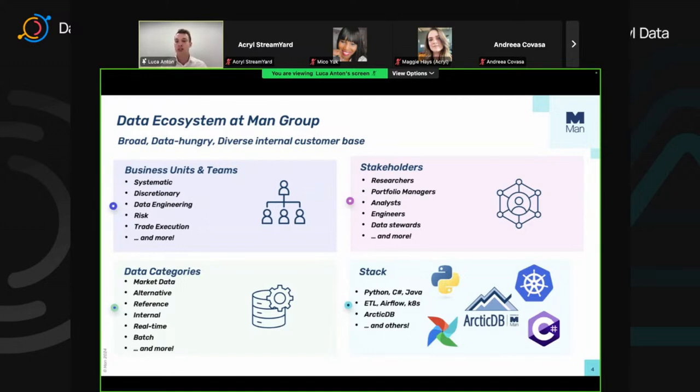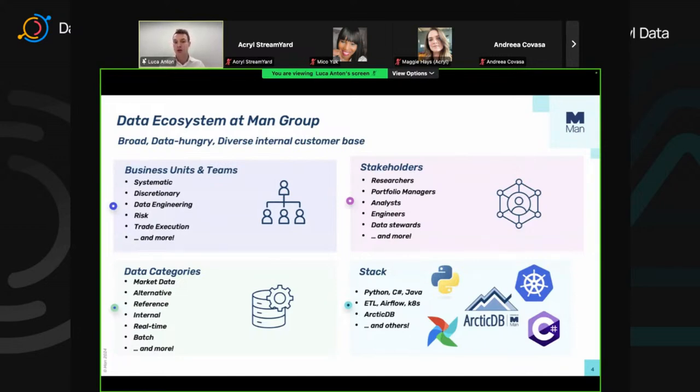So for example, a researcher, a person who might be building quantitative models based on the data. On the other side, you have someone like an engineer like me, or maybe a data steward. So someone who's very intimate with the data and is also responsible for knowing a lot about the data.